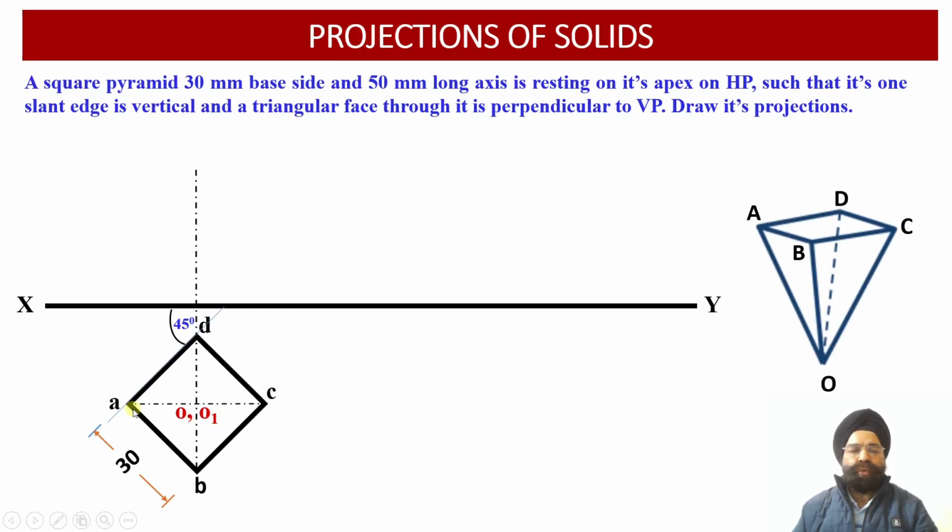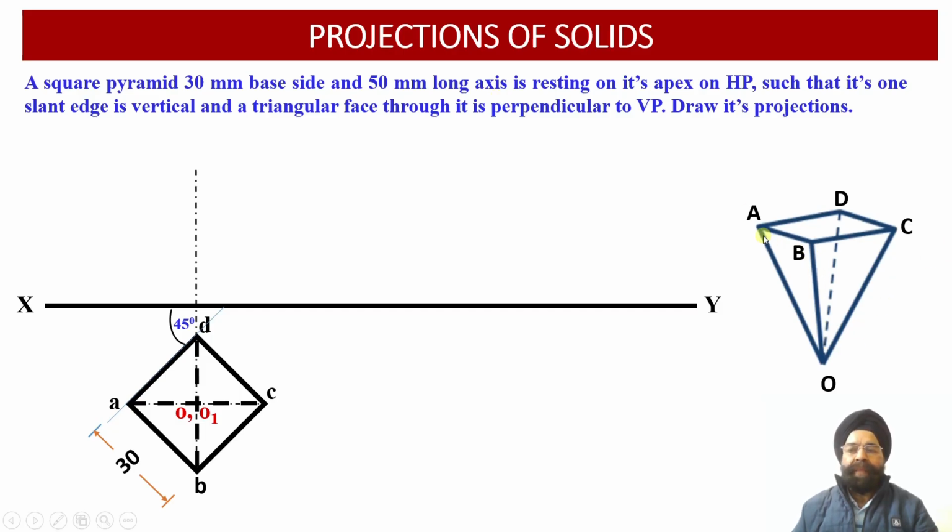So we have drawn a square pyramid having edge equal to 30 and located the axis point. So we know that the height of this axis of the square pyramid happens to be 50 millimeter. So the axis height we are going to take as 50 millimeter.